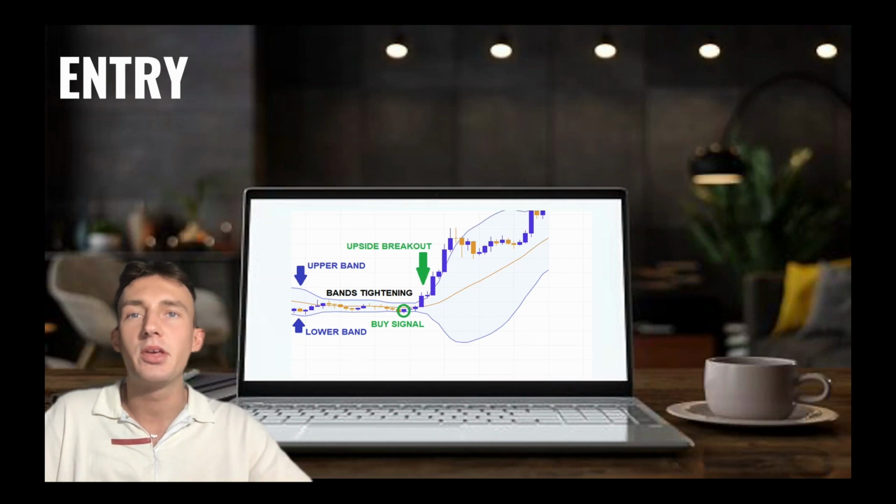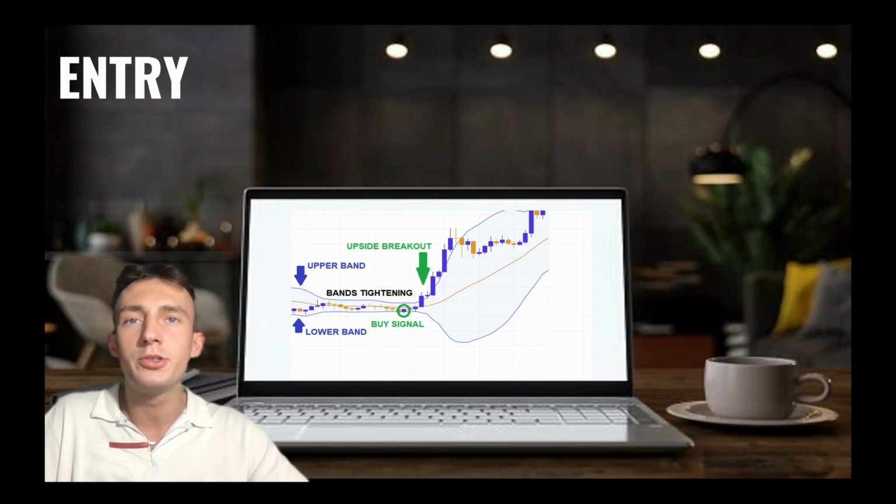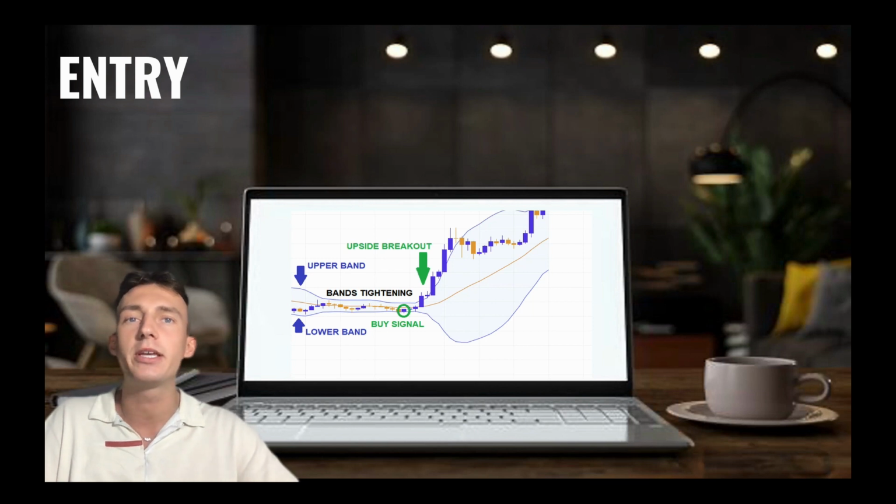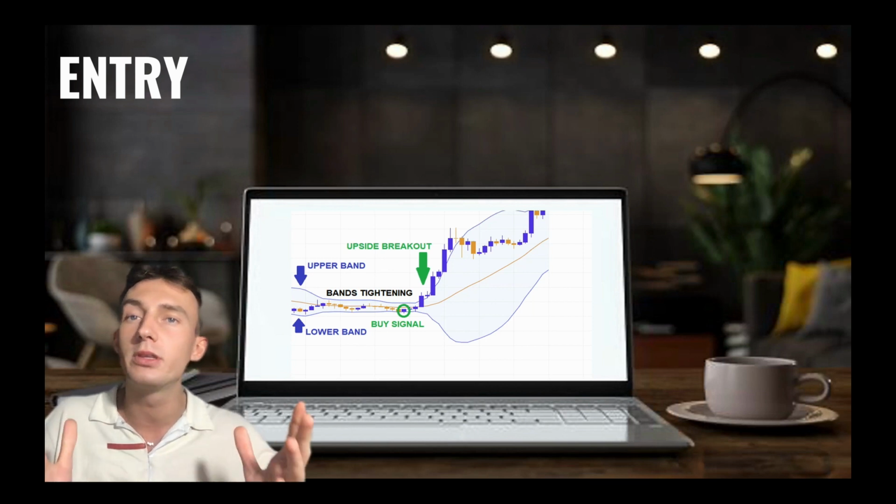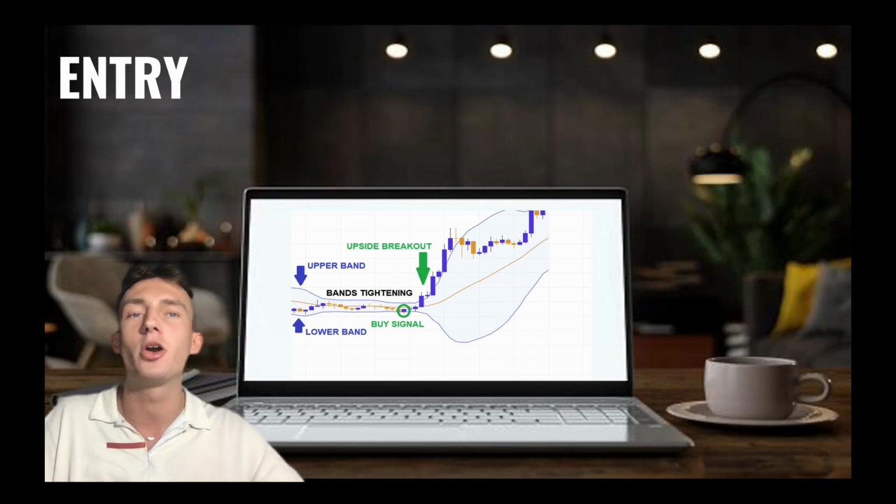To enter trades, this strategy has two entry conditions. The first is that the lower Bollinger Band is below price. In the example shown here, the tightening of the bands provided an indication that a breakout could be imminent. When the price broke the lower band, it would have been a great buying opportunity, as there was a massive upwards breakout following this signal.